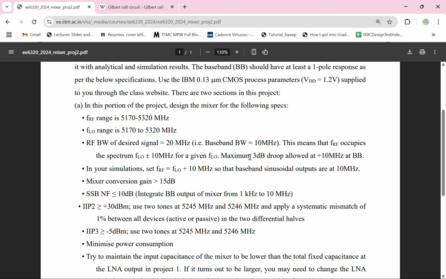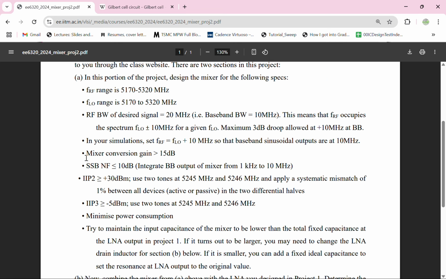At RF, it will occupy 20 megahertz. That is, the RF frequency occupies this band, that is FLO minus 10 to FLO plus 10 megahertz. And in the simulations, we are required to set FRF equal to FLO plus 10 megahertz. And the critical specs are as follows. The conversion gain of the mixer needs to be greater than 15 dB, and the single sideband noise figure needs to be sub 10 dB.